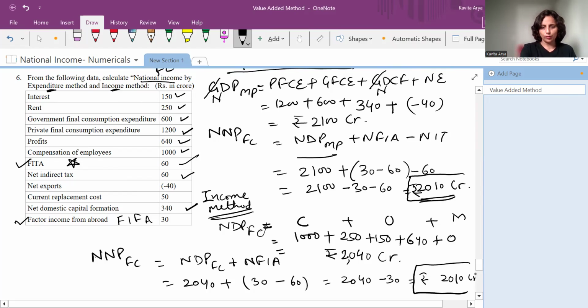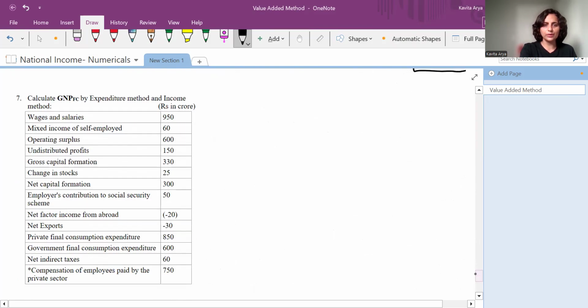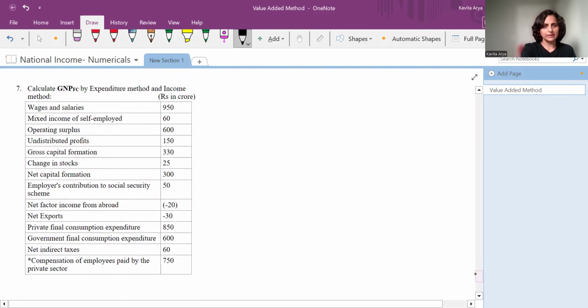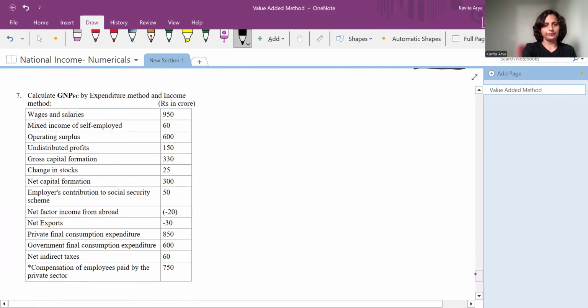Moving ahead, I hope that is adding to your understanding of solutions to all such problems. Probably this is the last question. No, this is the last but one. Yes. Let's move ahead. This question also talks about finding some variable, GNP at FC, by both expenditure and income method. So, expenditure method.